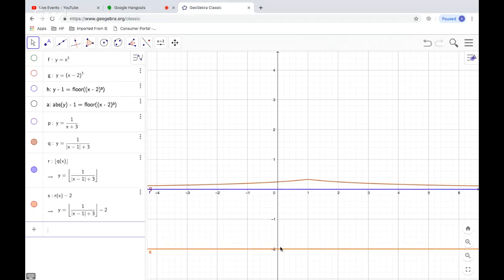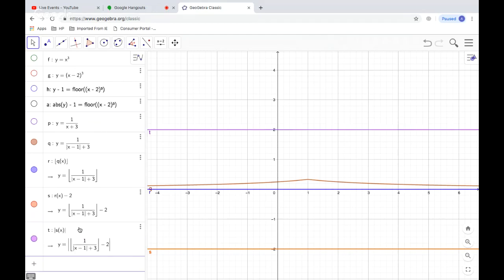As you can see, it has come down by 2, correct? And then you're doing y is equal to abs of whatever function you have got, which is s in this case. So it'll go 2 units up. So it'll be a straight line y equal to 2.